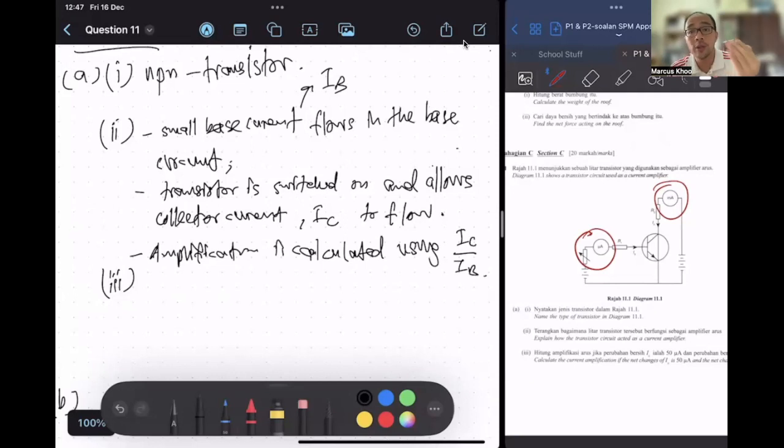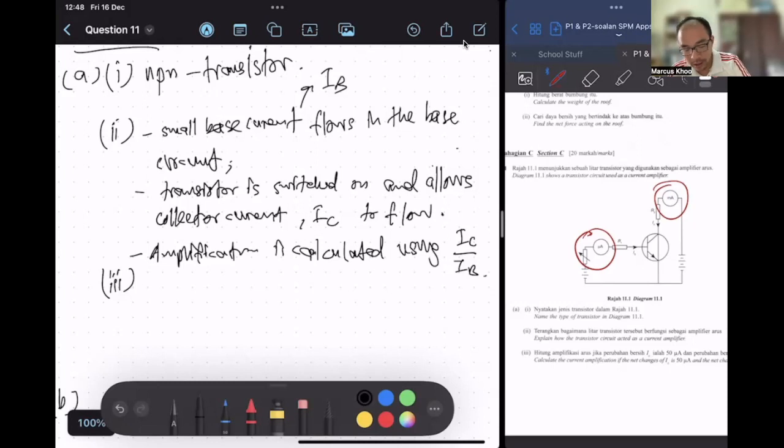This will be the 3 points. Basically, how do you turn on the transistor? You turn on the transistor by putting a small base current. When the transistor gets switched on, it will allow the collector current to flow. Then you can calculate the amplification or the current amplifier, which is IC over IB.